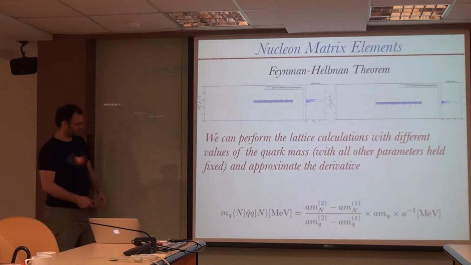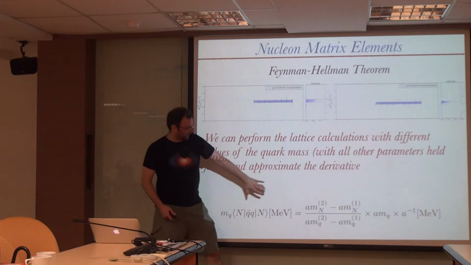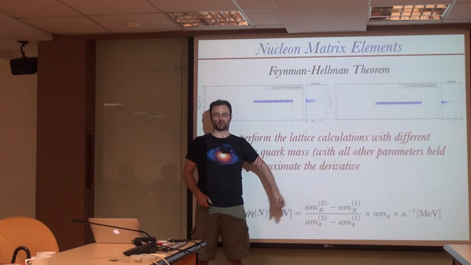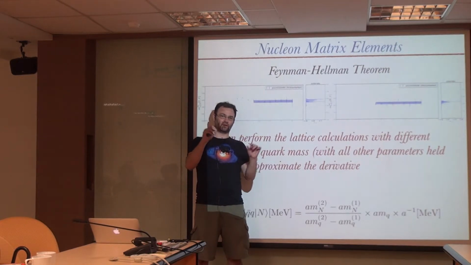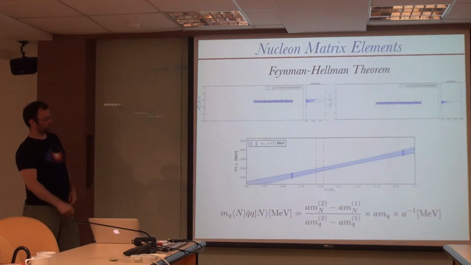Change the quark masses. I wish I could raise my equation up, but I can't. And then you can just numerically construct the derivative. So if you change the quark mass by just a little bit, of course you start approximating the derivative very well. And then this is what you get.